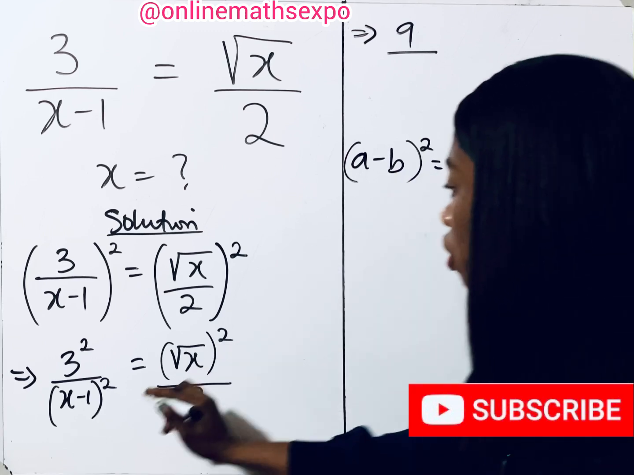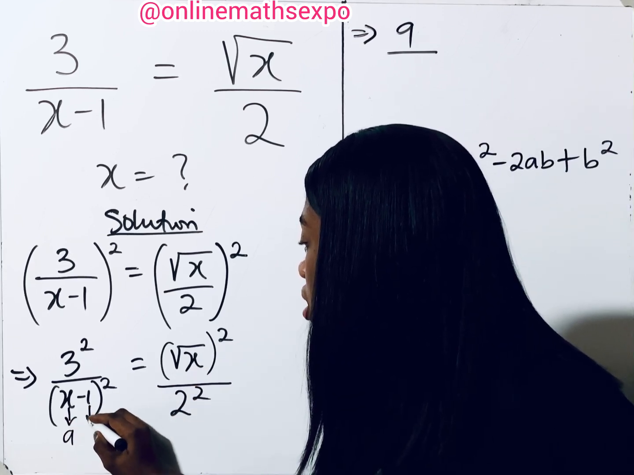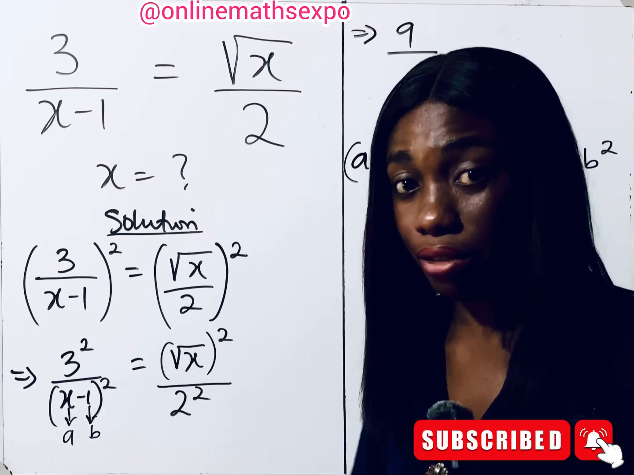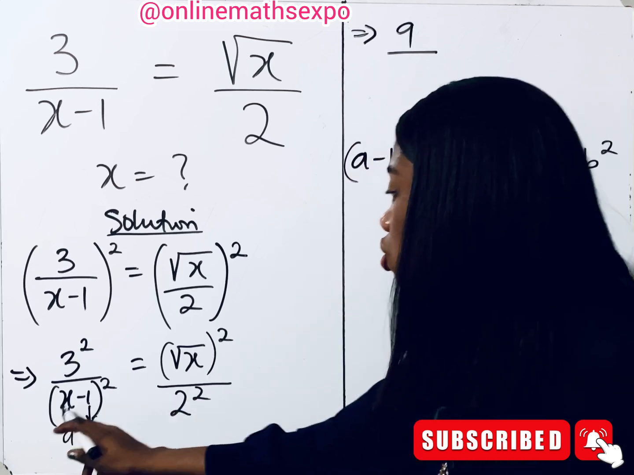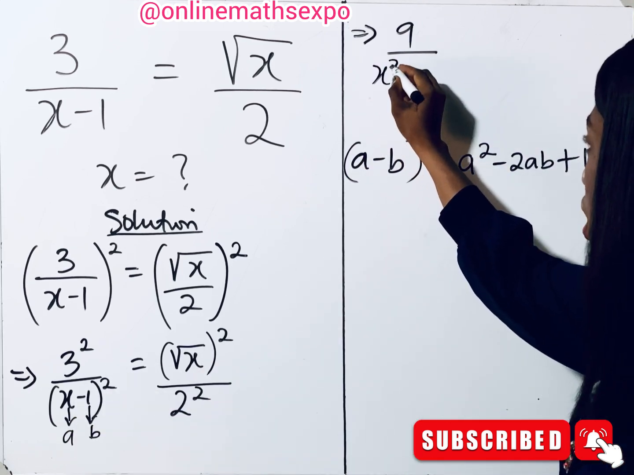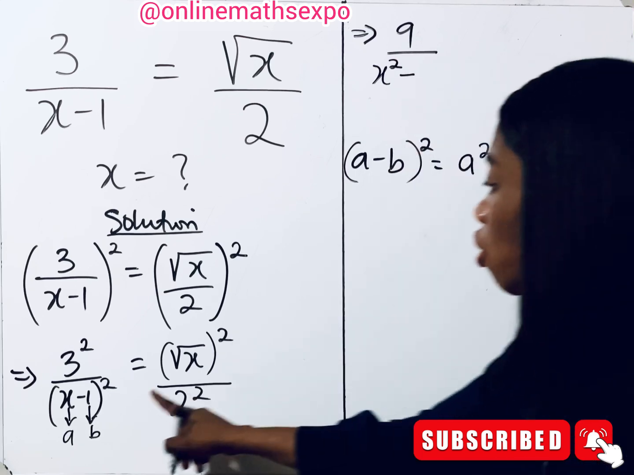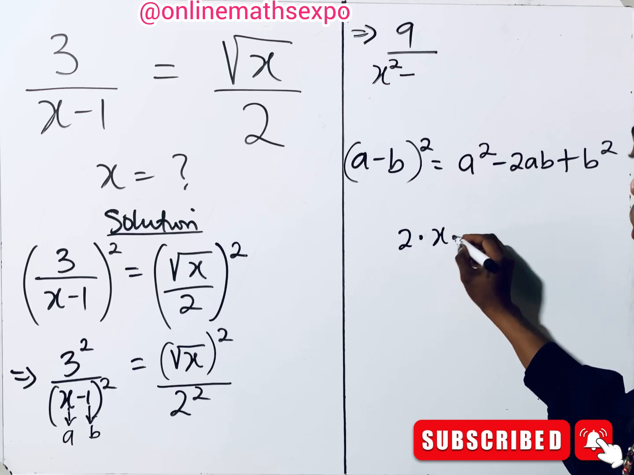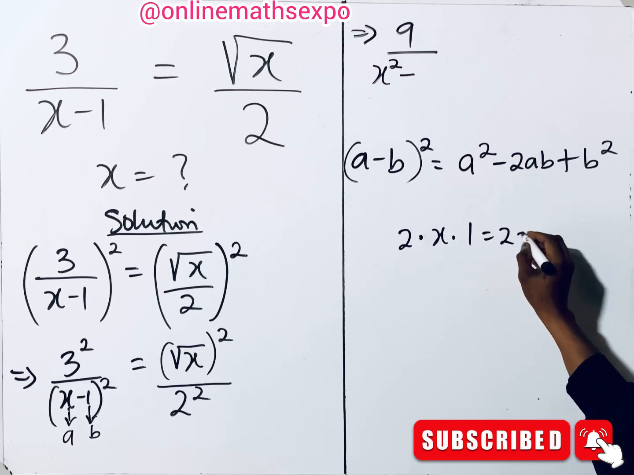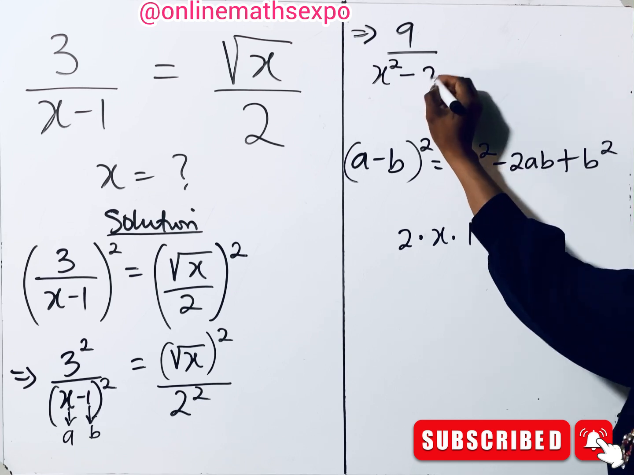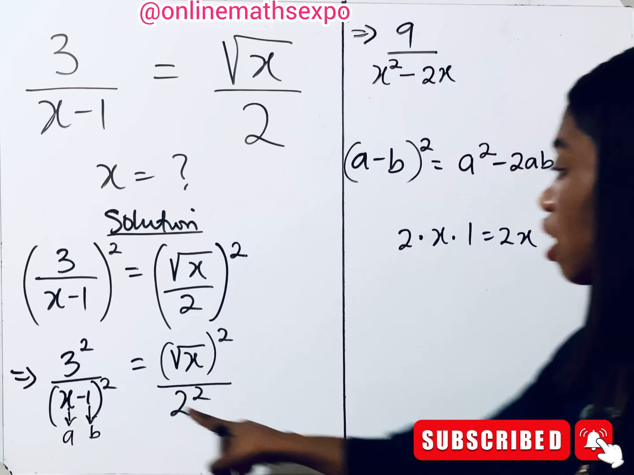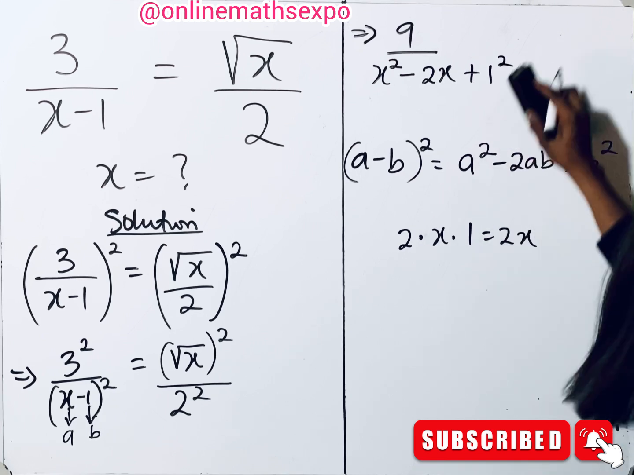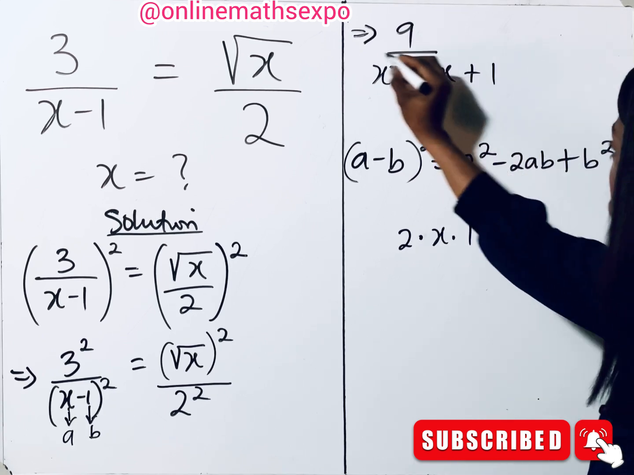Now, in this case, this is going to be our a and this is our b. So let's apply this to expand this, okay? You can use any other method you are familiar with. So this is going to be x, so we're going to have x squared, then minus 2 multiplied by x multiplied by 1, which gives us 2x. So we're going to have negative 2x. Then square your 1: 1 squared is also 1. So we're going to have 1 here. I hope this is clear.